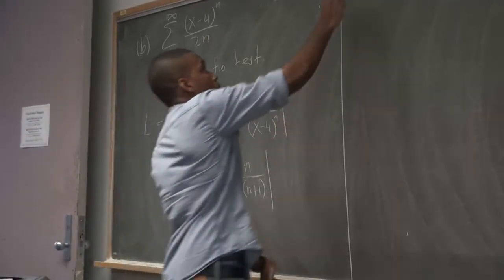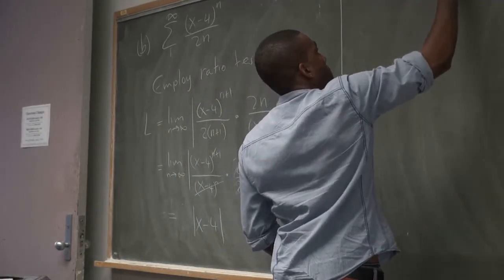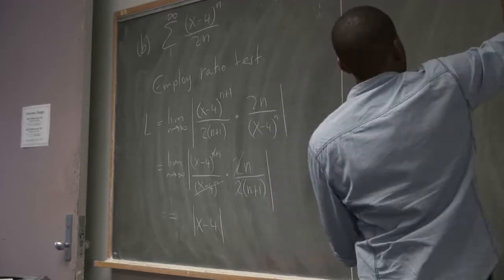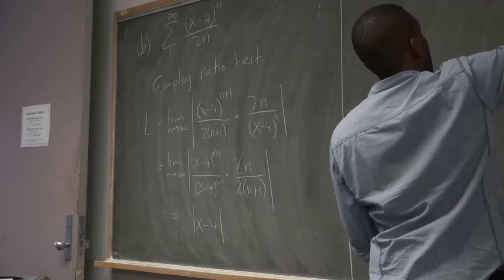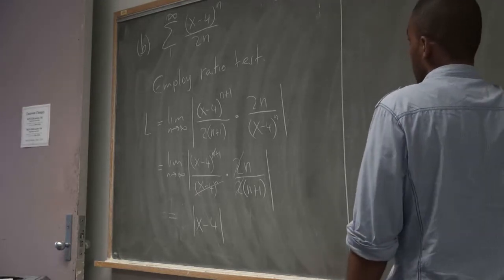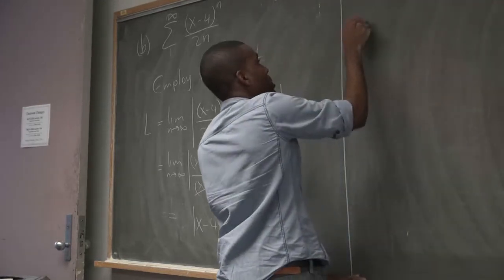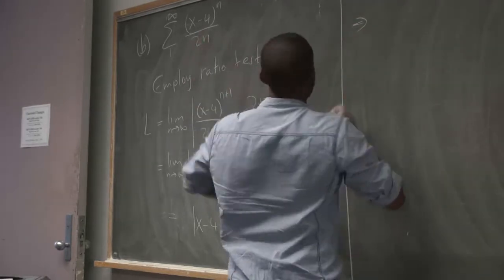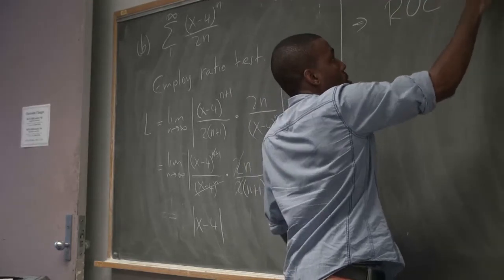Right. And so for convergence, for guaranteed convergence, your |x minus 4| has to be less than 1. So this implies two things, because this is centered at 4. Radius of convergence equals 1.